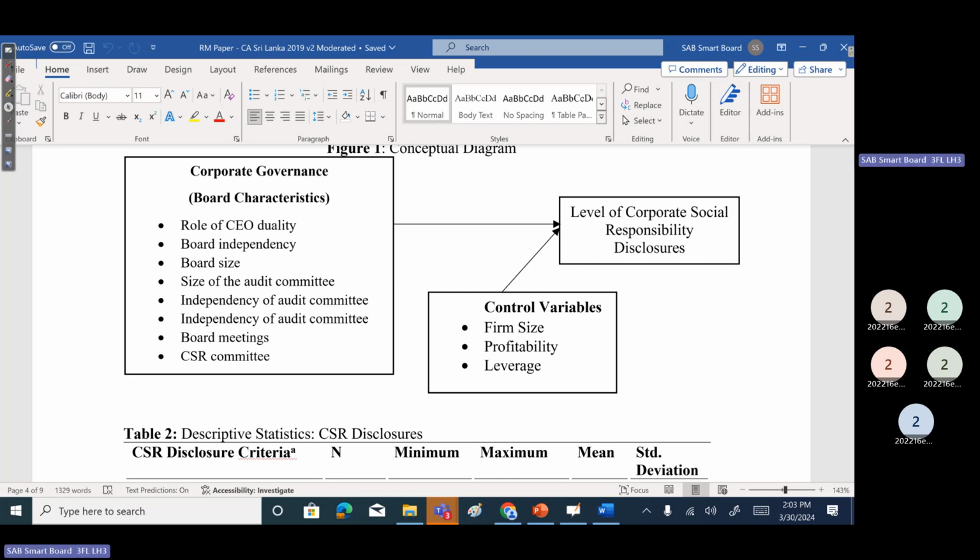Very good. The board size has an association with the level of CSR disclosure. Another hypothesis. Take any independent variable and relate it to the dependent variable. Then you could say the size of the audit committee has an association with the level of CSR disclosure. And a student might say the number of board meetings has an association with the CSR disclosure. Likewise, you can write any number of hypotheses based on your independent variables. For control variables, you don't write hypotheses. Keep that in mind. Control variables don't have to be cleared.